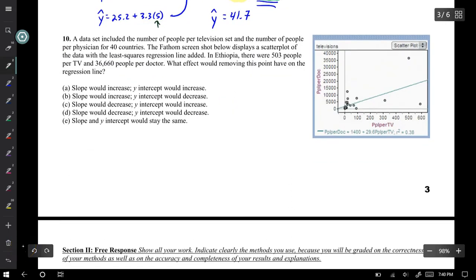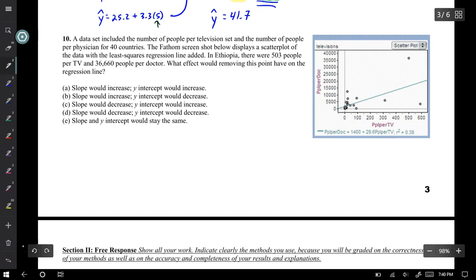Now let's look at number 10. A data set included the number of people per television set and the number of people per physician for 40 countries. The Fathom screenshot below displays a scatter plot of the data with the least squares regression line added. In Ethiopia, there were 503 people per TV and 36,660 people per doctor. What effect would removing this point have on the regression line?